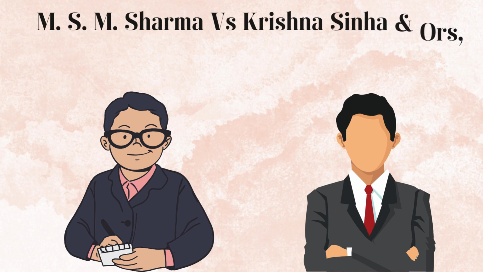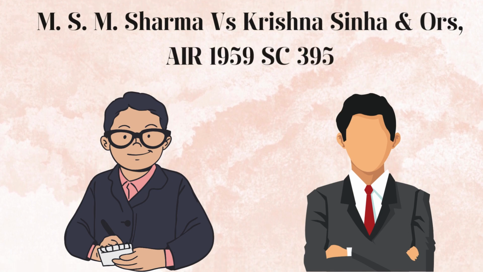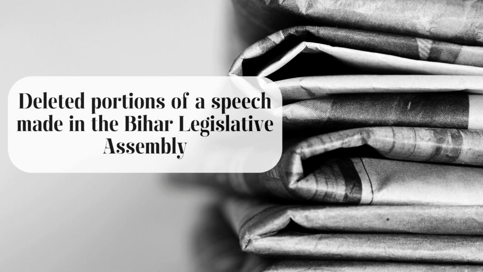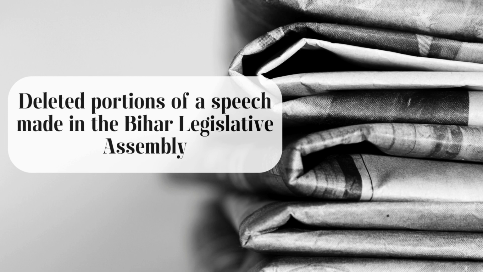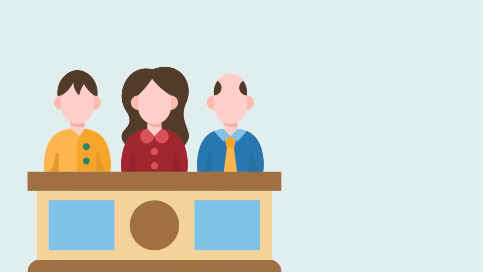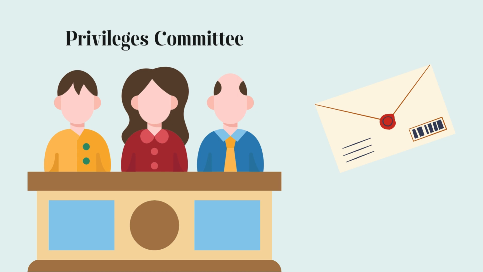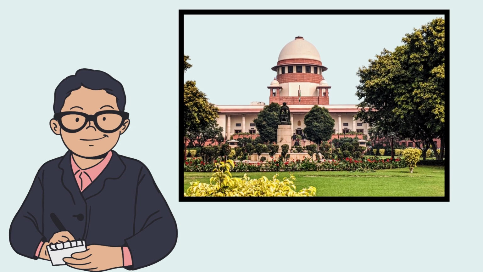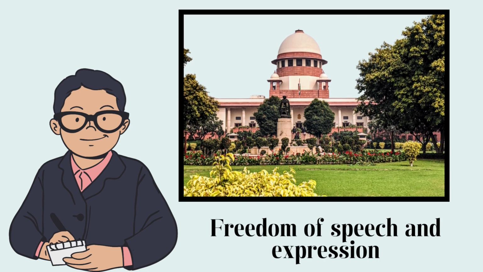MSM Sharma vs. Krishna and others. This case involved a journalist, MSM Sharma, who published a report containing deleted portions of a speech made in Bihar Legislative Assembly. The Assembly's Privileges Committee issued a notice to Sharma, prompting him to file a writ petition in the Supreme Court of India, arguing a violation of his fundamental rights to freedom of speech and expression.